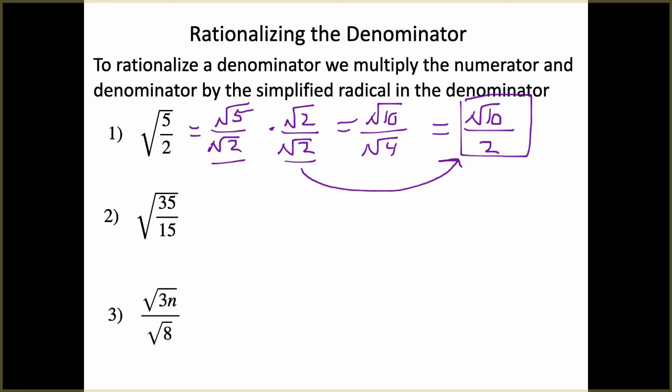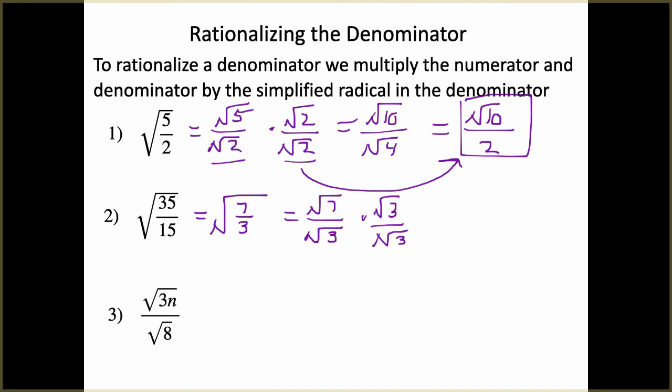So now we have the square root of 35 over the square root of 15. The first thing you should always do is look at these fractions and see if we can simplify them before we do anything else. And between 35 and 15, they are both divisible by 5. So this is the same as the square root of 7 over 3. And now I'm going to split my radical up between the numerator and denominator, break it up over the division bar, and now we have the square root of 7 over the square root of 3. From here, we want to rationalize the denominator, so we multiply by the square root of 3.